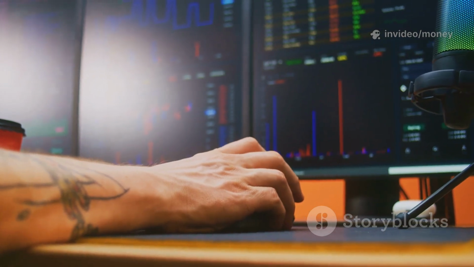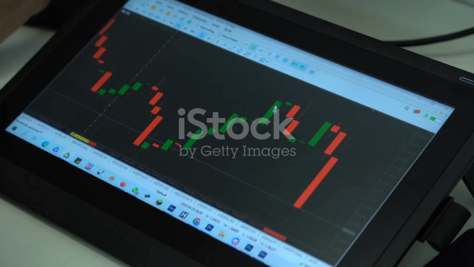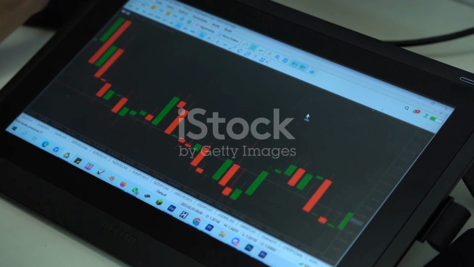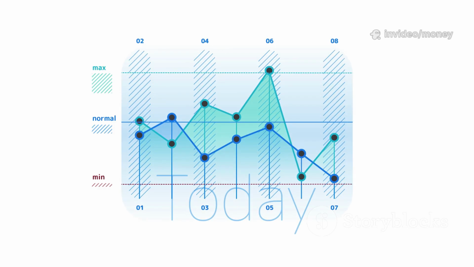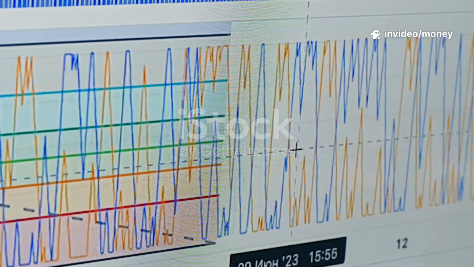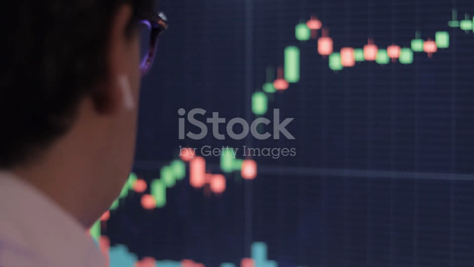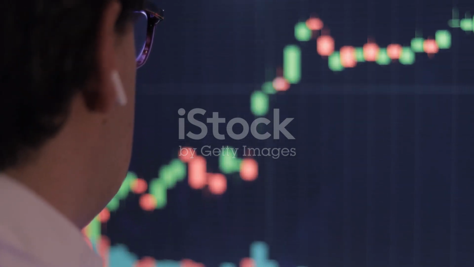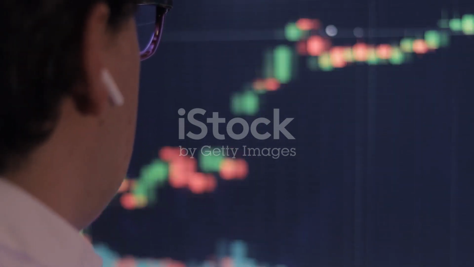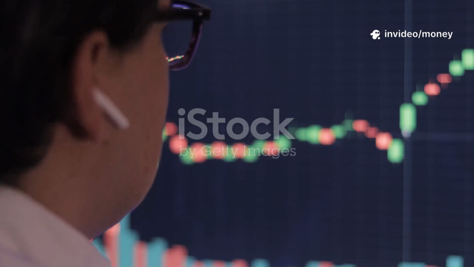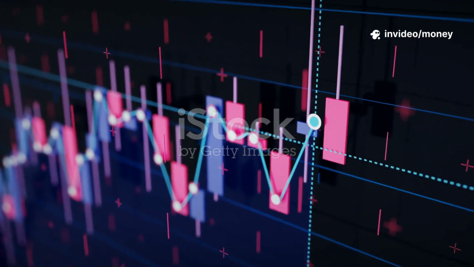Finally, let's cover the wedge pattern. Wedges are similar to triangles in that they are formed by two converging trend lines. However, the key difference is that in a wedge, both trend lines are slanting in the same direction. Either both are slanting up, or both are slanting down. These are typically considered reversal patterns, signaling that the current trend is losing its momentum and is likely to reverse course. Let's start with the rising wedge.